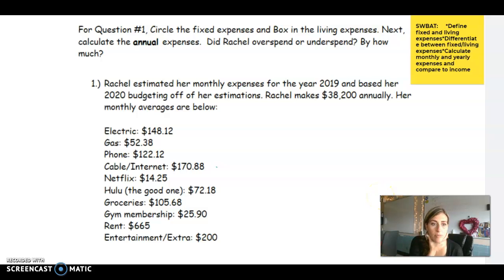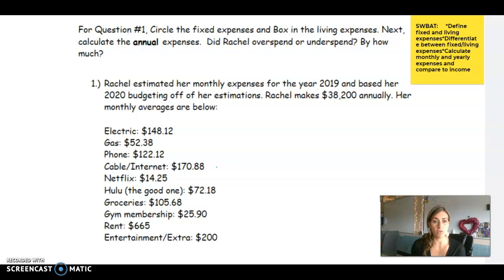Okay, so for example 1, or question 1, we're going to circle the fixed expenses and box in the living expenses. And then we're going to calculate annual expenses, and did Rachel overspend or underspend, and by how much? We'll compare and contrast. So let's just read the question first. It says, Rachel estimated her monthly expenses for the year 2019 and based her 2020 budgeting off of her estimates. Makes sense? Pretty smart. Rachel makes $38,200 annually. Her monthly averages are below. So here's the thing. We're talking two different units right now. And if you know math or science, we need to convert. So I'm given her annual income, but she broke down her expenses by months.